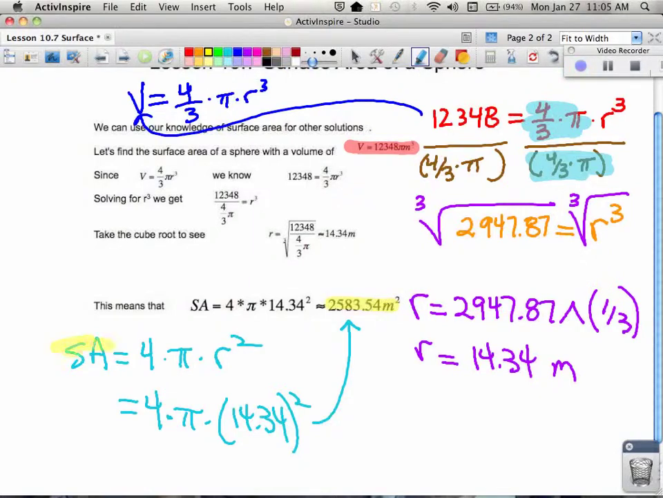So my surface area, I can get to, but they gave me the volume to begin with. The reason that they gave me that volume to begin with is so that I could find the radius. I needed the radius so that I could use that in my surface area formula. Big idea here is putting multiple concepts together to find a solution in a word problem.